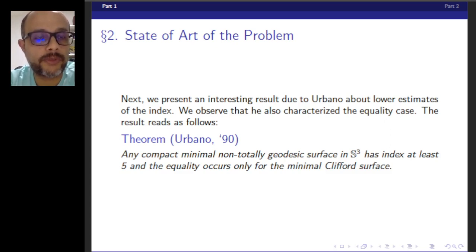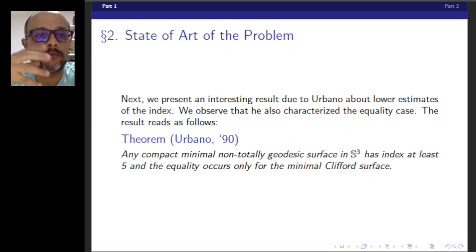So this is a beautiful result. You have a gap. In this sphere you don't have a stable hypersurface. The next one is the totally geodesic sphere that has index 1, and after that you have the Clifford torus with index 5, and any other one has index greater than 5. So it's very nice, this result, and this result is still open in high dimensions.